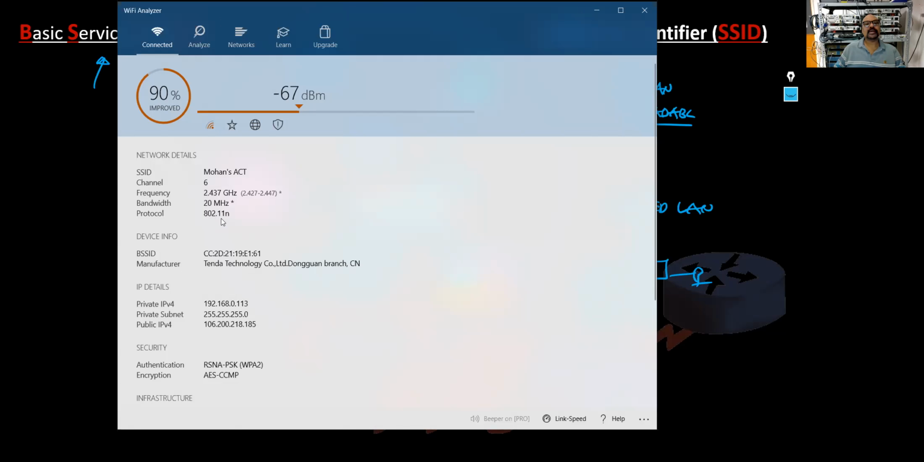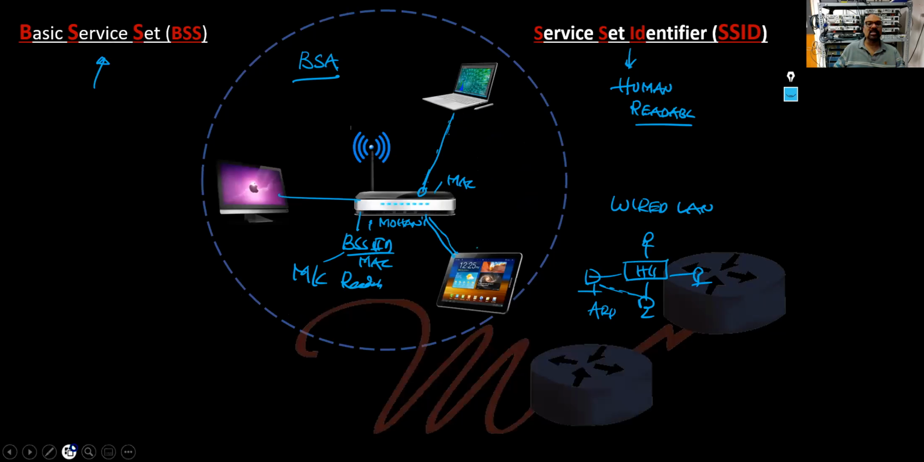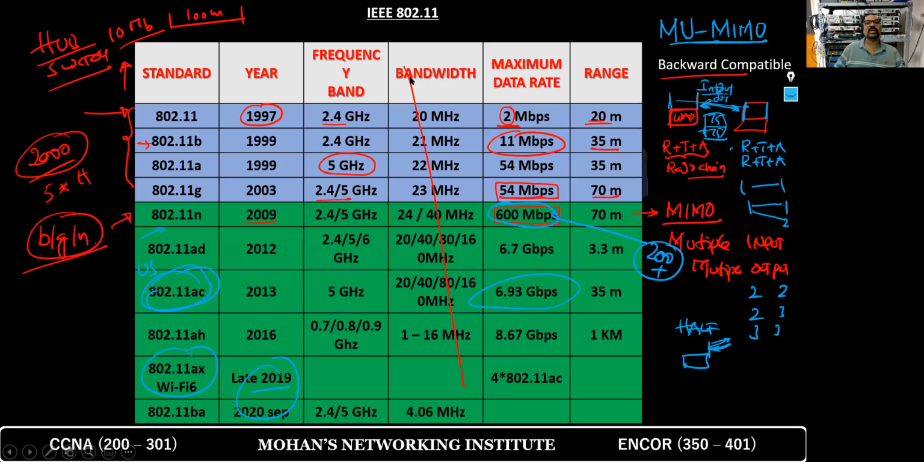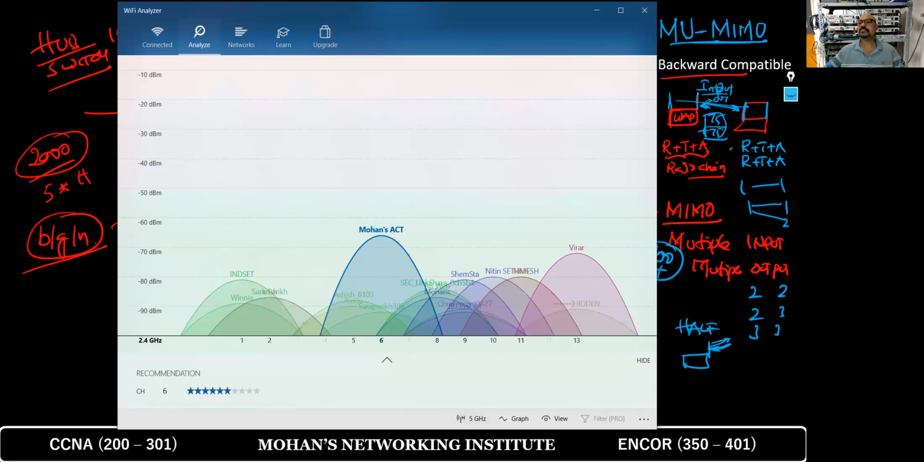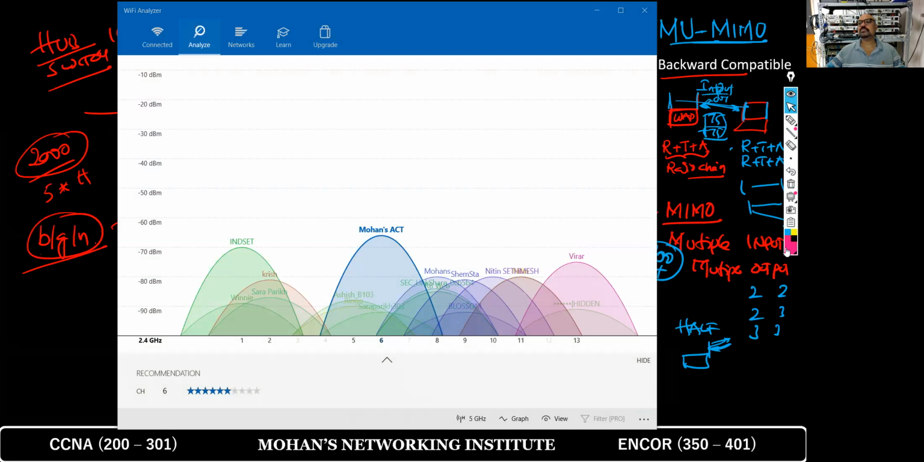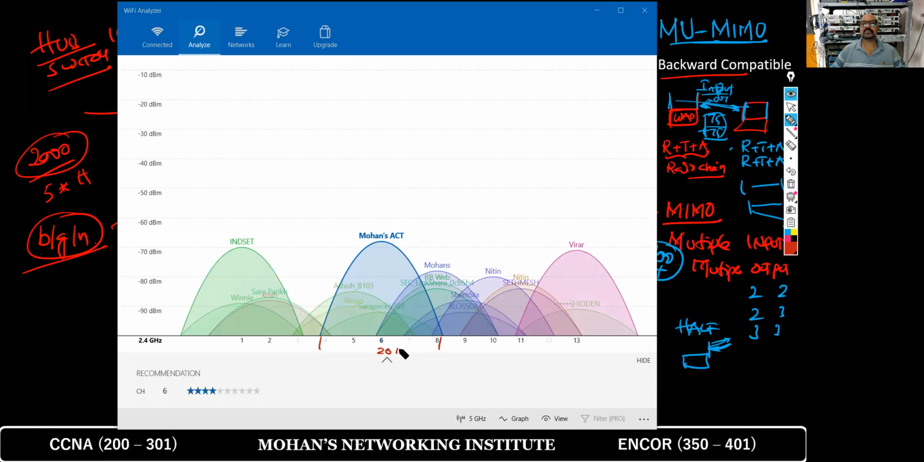Now, all of you see the bandwidth, 20 megahertz. You can see that 20 megahertz. What is that? This is what I said in our discussion I'll come back to later. This bandwidth, 20 megahertz, right? So if you see here, this part is 20 megahertz. Right? So 2.4 gigahertz, right?